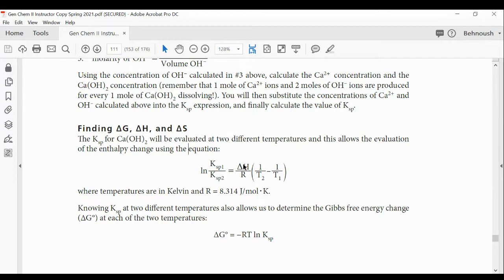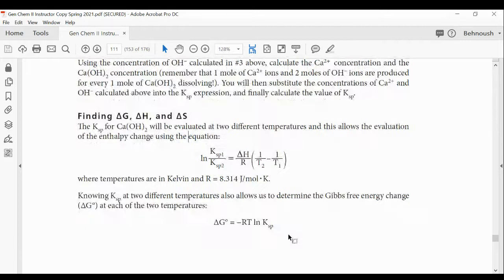So the goal today is to find the value for delta H, delta G, and delta S. There's another equation that you can use: delta G equals negative RT ln KSP. This one, please make note, could be either KSP1 or KSP2. You just use either one of them. The reason I say use either one is, if you use KSP1, use T1 here. If you use KSP2, you would use T2 also. So it's the corresponding temperature. You are going to calculate the value for delta G.